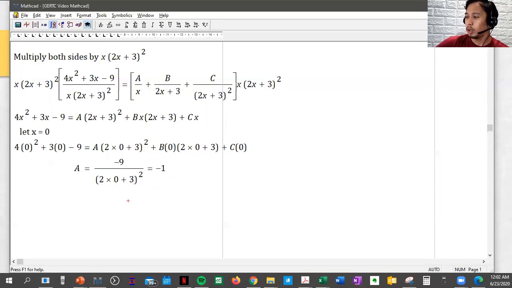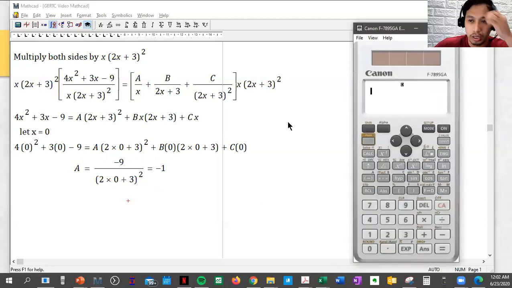And again, if we are to use the calculator, like doing shift solve, after we have written that into this, we may just evaluate that 4x squared plus 3x minus 9, and that is equal to a times 2x plus 3 squared plus bx times 2x plus 3 plus cx.